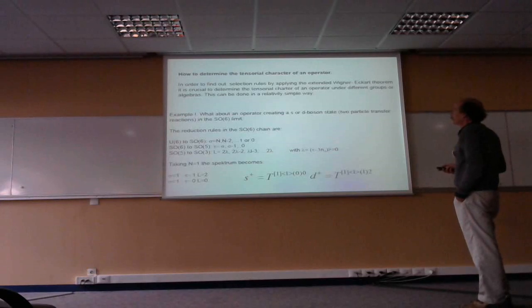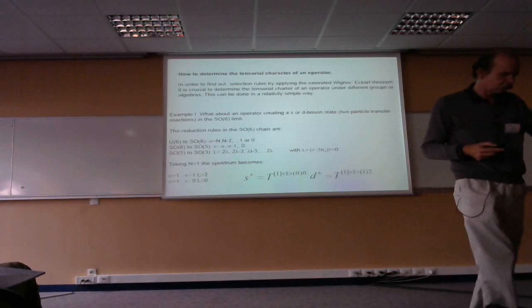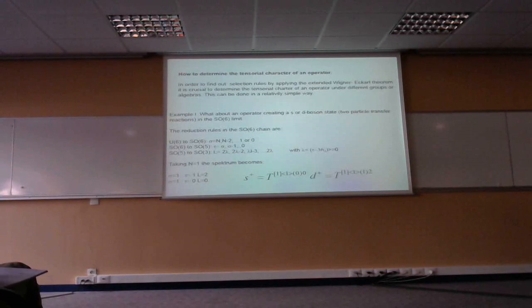Let's take a transfer operator. So we go from one nucleus in another even nucleus by a transfer reaction, for instance, pt transfer, and that of course corresponds in the model by creating an s or a d boson state. So two-particle transfer reaction. And now how to determine the transfer operator's properties? It's very easy. You just take the reduction rules in the O6 chain, and I give them here. So sigma is the number of bosons, minus 2 and so on. Tau is given as a function of sigma, and L is given as a function of tau here.